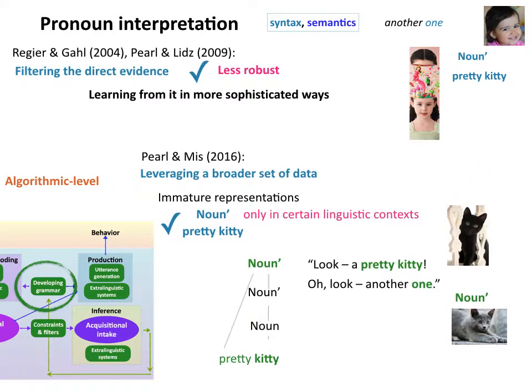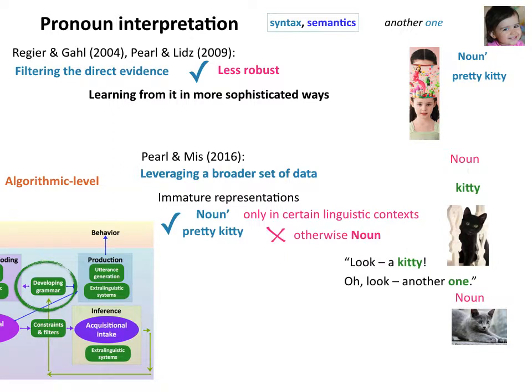Now, the alternative approach was to say, okay, let's not ignore anything, but let's add in some additional information about how pronouns work in general. And what happened when you leveraged this broader set of data for the acquisitional intake is you ended up with a learner that had immature representations. That is, it had the right category of N-bar and the right interpretation of "pretty kitty," but only in certain linguistic contexts, in particular one where the potential antecedent mentioned a property like pretty, which happens to be exactly the scenario that Lidz, Waxman, and Freedman used. So in that scenario, these 18-month-olds very likely would have had one being category N-bar, just as they thought.